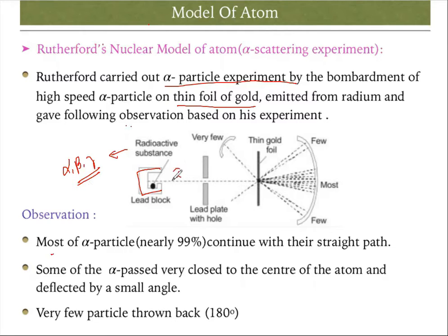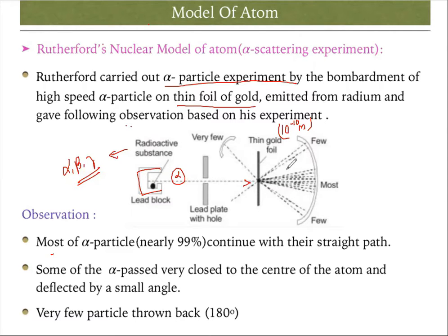Those are only alpha rays. After that, those alpha rays pass through a narrow hole, and that alpha ray is going to bombard this thin gold foil. The thickness is 10 to the power minus 10 meter. The gold foil is very thin. This alpha ray passes through this hole and bombards the gold foil.